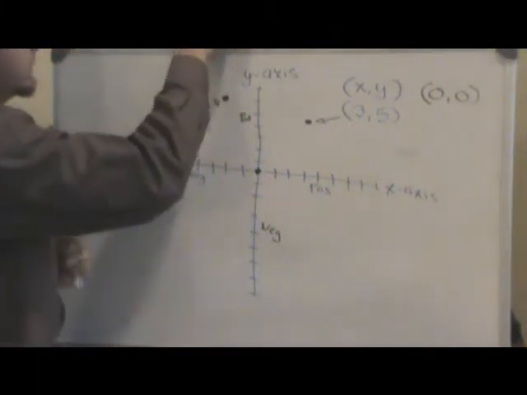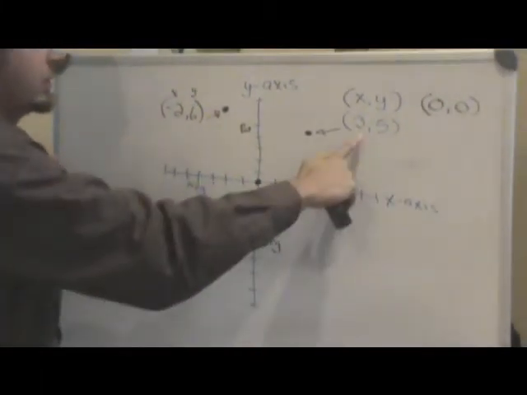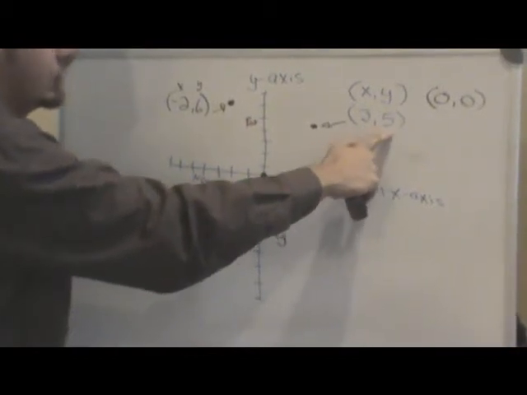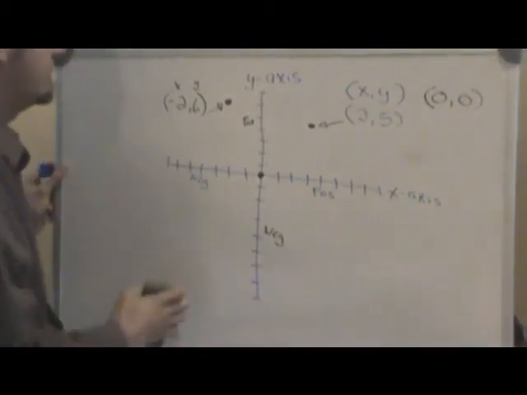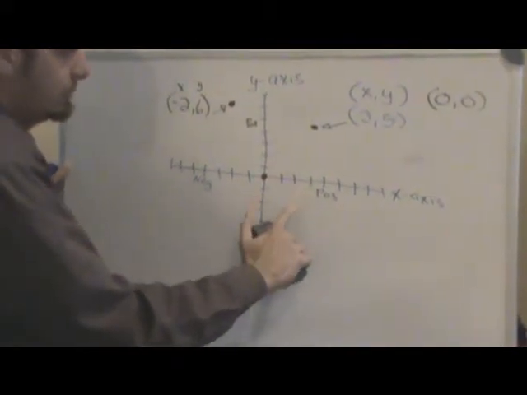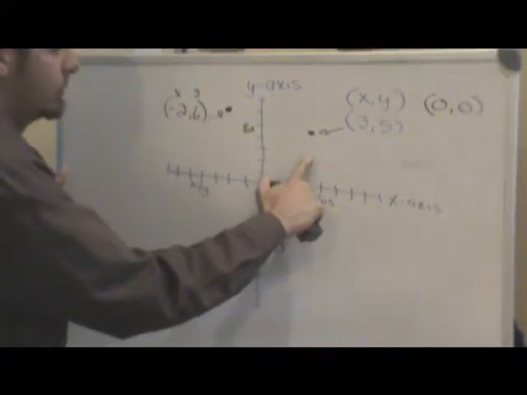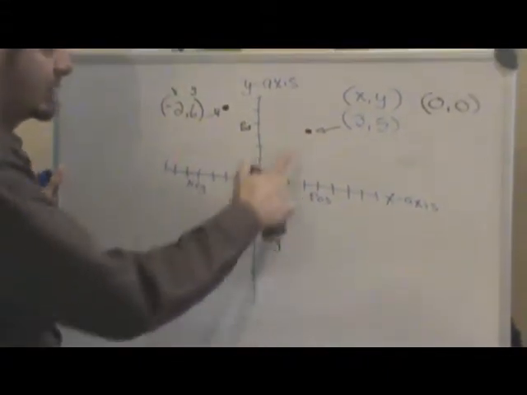So, what I've shown you so far is how to graph an ordered pair. If you have an ordered pair of 3, 5, you would move to the right 1, 2, 3 spaces. Then the y-coordinate would tell you to move up 1, 2, 3, 4, 5 spaces, and that's where the point would be.